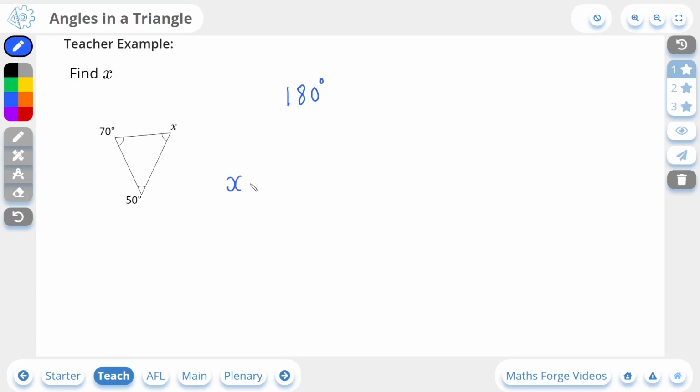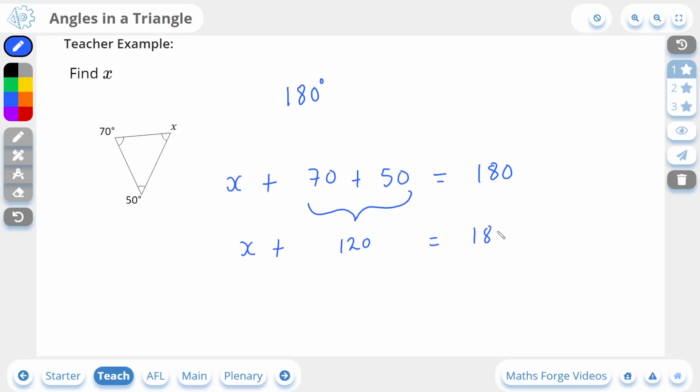We say that if we add the three angles together, so x plus 70, this angle here, and then plus 50, the final angle here. These three angles add up to give us 180 degrees, which of course we've just mentioned is the total angle within a triangle. And so simplifying this, 70 plus 50 is 120, and then we add x onto this, is equal to 180.